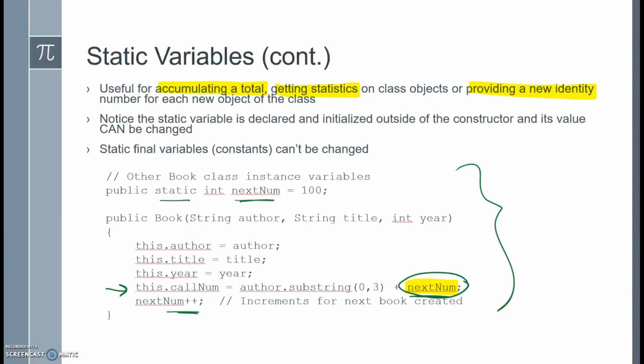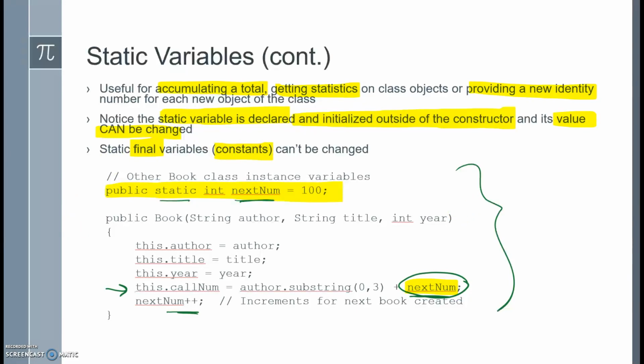A couple things to note here, that the static variable is declared and initialized outside of the constructor. So that's what we see going on right here. And that's necessary because if it were initialized in the constructor, then every single object would keep on redeclaring its value, and that's not what we want. Also notice that its value can be changed as long as it's not created to be final. If the static variable were final, making it a constant, then it could not be changed.